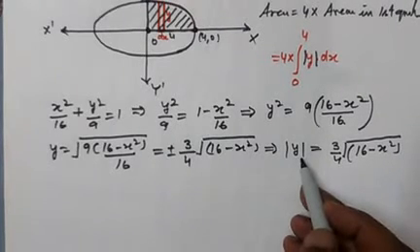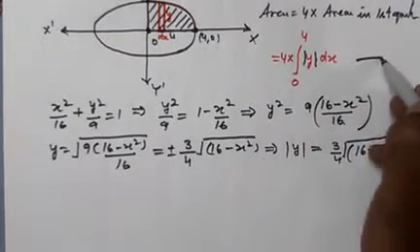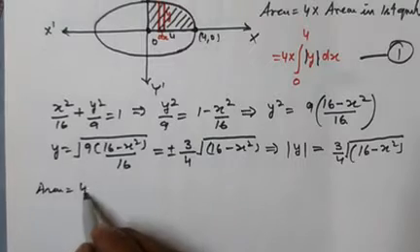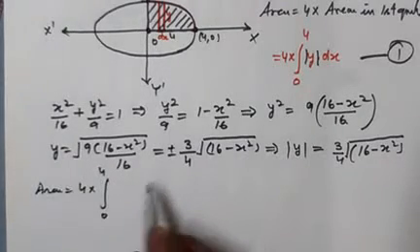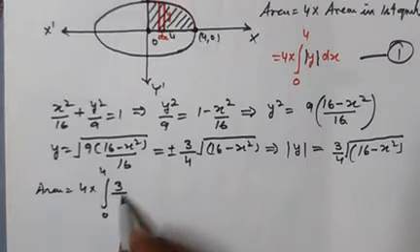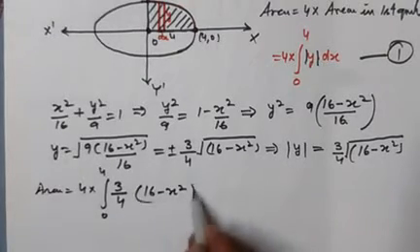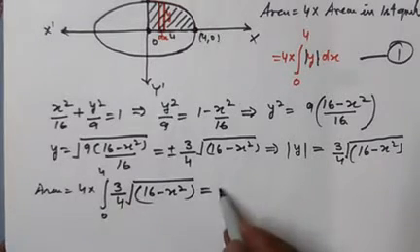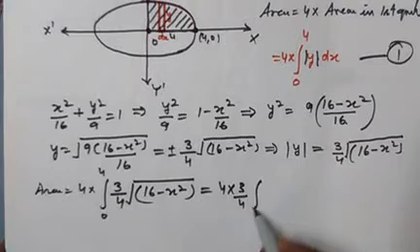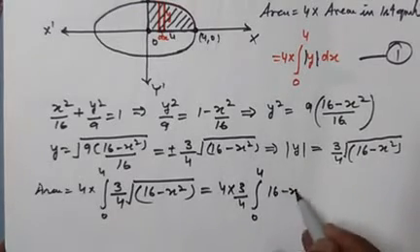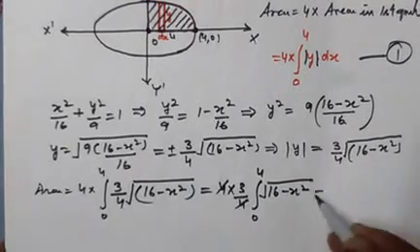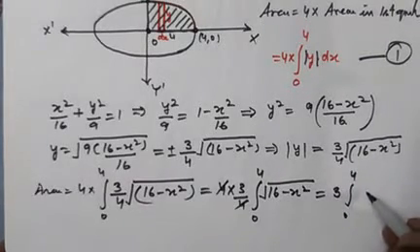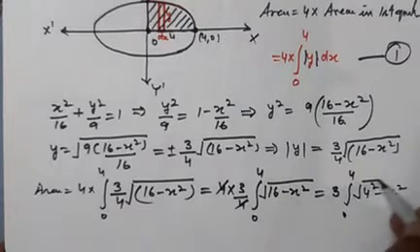Now substitute this value of y in this equation number 1 and then integrate. So you'll say area is equal to 4 into integration from 0 to 4 of y. That is 3 upon 4, 16 minus x square under the root. So 3 upon 4 is independent of the limit of integration, so it will be taken outside. 4 into 3 upon 4 integration from 0 to 4, 16 minus x square under the root. 4 and 4 will cancel out, so it will remain 3 into integration from 0 to 4, 16 minus x square. How will it be written now? 4 square minus x square under the root.